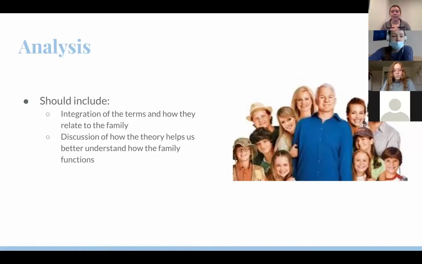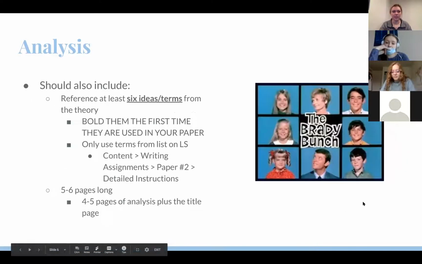So for your analysis, you're just going to go through and analyze your family through the lens of this theory. When it says integration of the terms and how they relate to the family, we want to see that you understand the theory enough that you can combine several terms into each paragraph. And I'm going to give you some examples of that at the very end, in case people that are watching this don't care, so they can just end watching. But yeah, you're going to want to integrate several terms together.